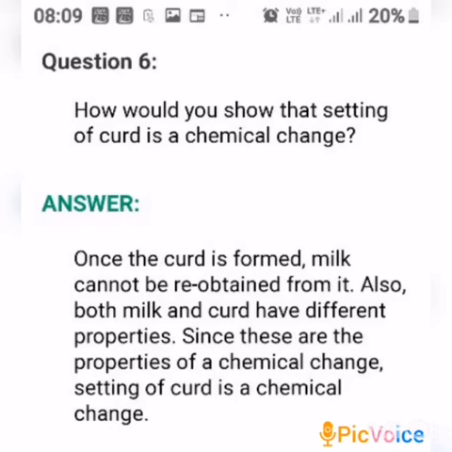Sixth one. How would you show that setting of curd is a chemical change? Write the answer.